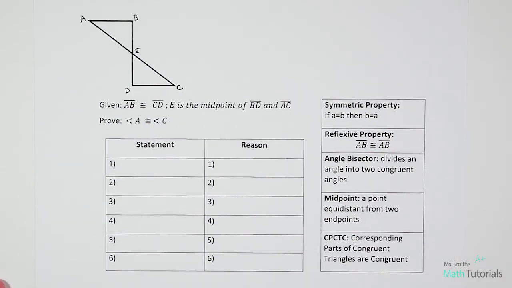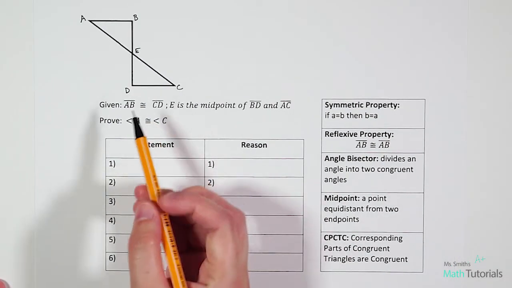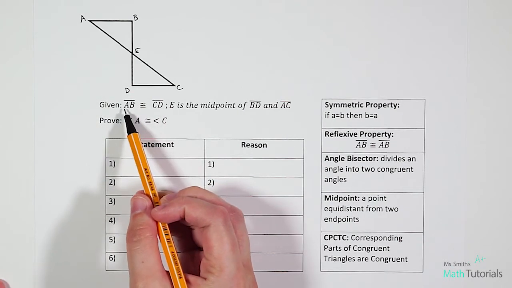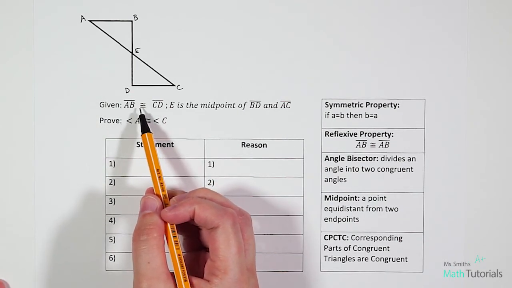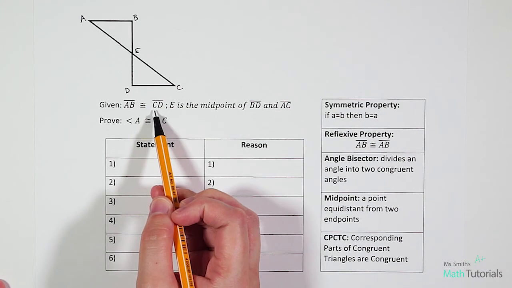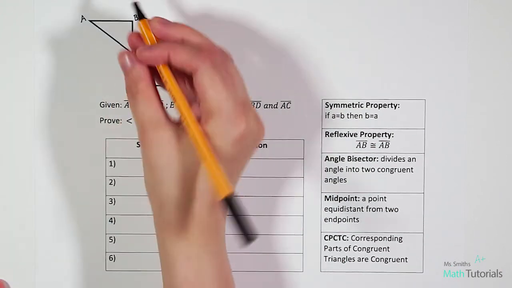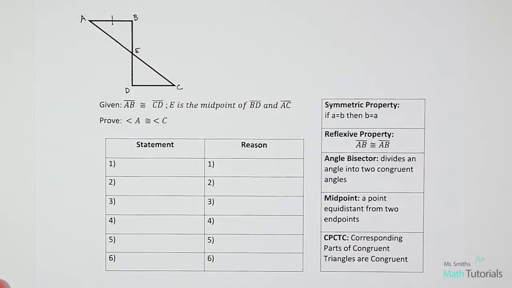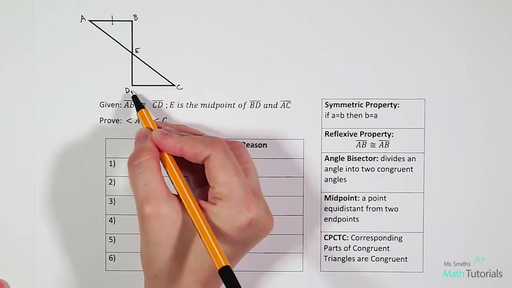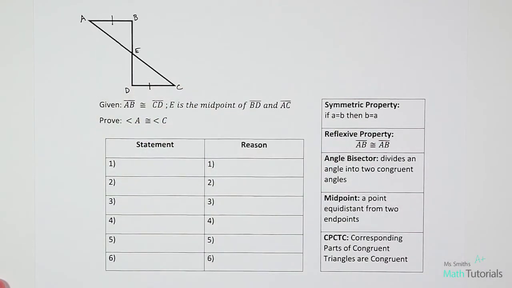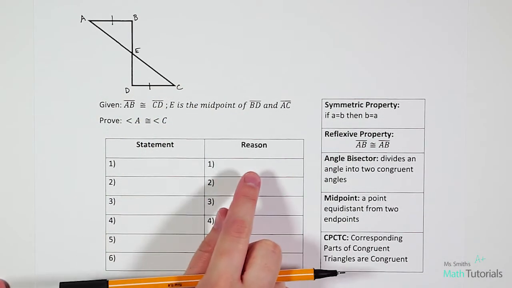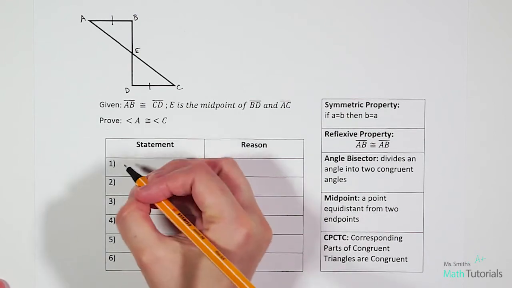Let's look at one last example together. So for this one, it says given line AB is congruent to line CD. So let's mark that on the picture. Line AB is congruent to line CD. And let's add it to our statement with our reason being given.